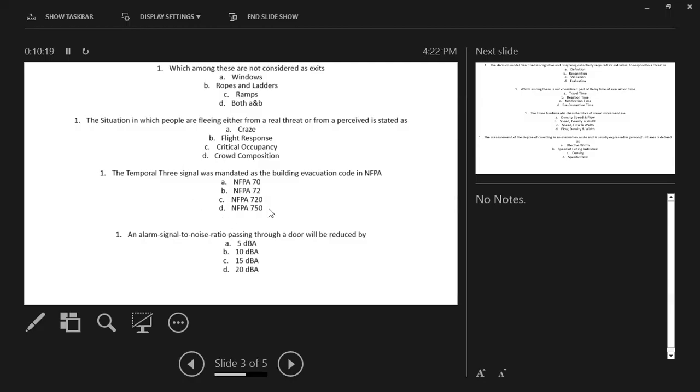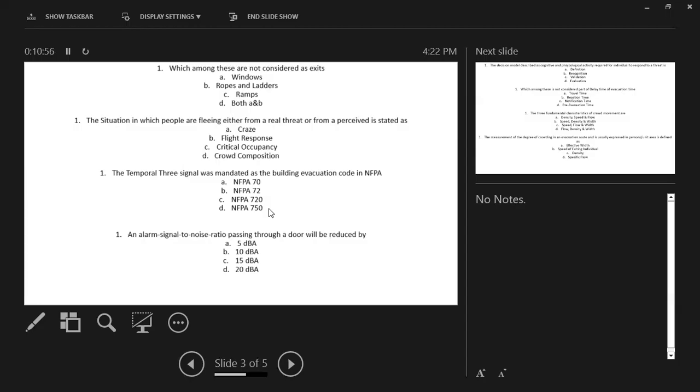The temporal 3 signal was mandated as the building evacuation code in NFPA? Sorry, NFPA 72. NFPA 72 mandates all fire alarm signaling, the fire alarm and signaling code. So everything is from NFPA 72.